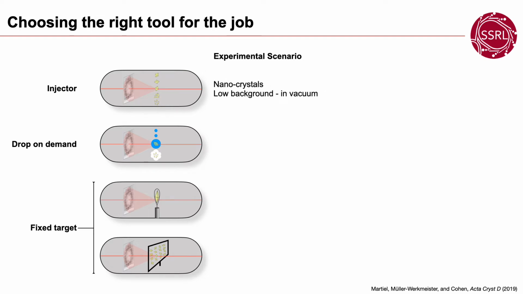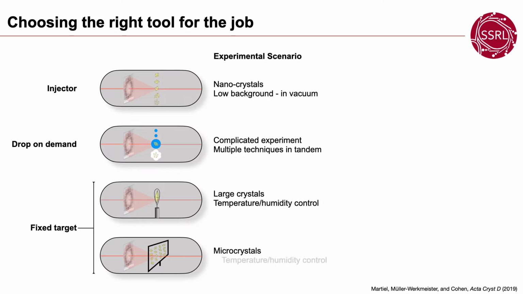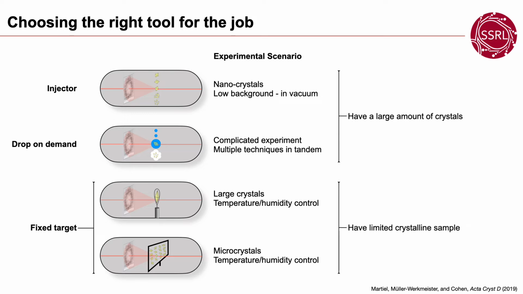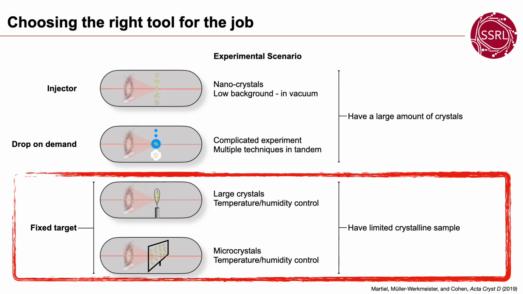Each of these is best for particular experimental scenarios, even though there is some overlap between them. Injectors are good for very small crystals and experiments with low background, such as in vacuum. Drop-on-demand methods are typically used for complicated experiments featuring multiple techniques. And fixed target experiments are versatile, especially if you need temperature or humidity control, and the only real reason for why you would choose a loop or a chip or a grid has to do with the size of crystals that are available to you. Most importantly, however, drop-on-demand and injector experiments require large amounts of crystals, whereas fixed target experiments allow you to get away with a limited crystalline sample. I'm going to talk about fixed target experiments today.